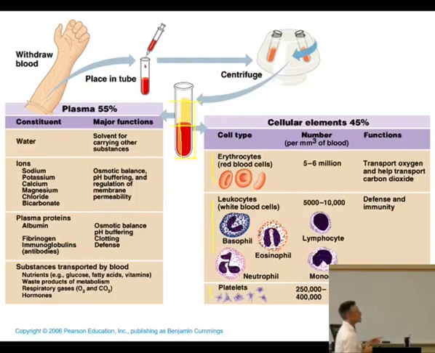Now, each of those three cellular element types has a role to play. Erythrocytes, red blood cells, mainly transport oxygen. We'll talk about how they do that. The leukocytes, the white blood cells, all 5 of them help defend the body, identify what should not be there and try to get rid of it, but they do so in slightly different ways. So we'll talk about how they do that. And then the platelets are also involved in blood clotting.